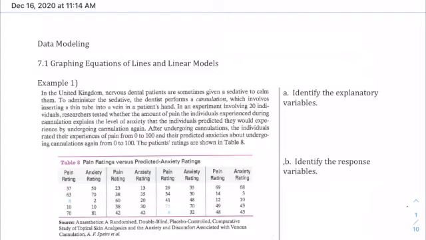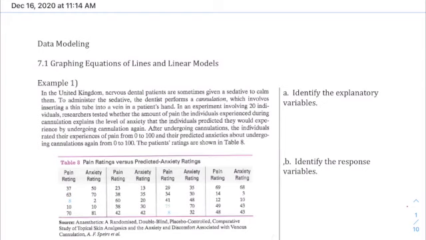Hi everyone, we are going to talk about graphing equations of lines and linear models. Models is just that line that you put onto your scatter plot, okay? So what we're going to do is talk about example number one.